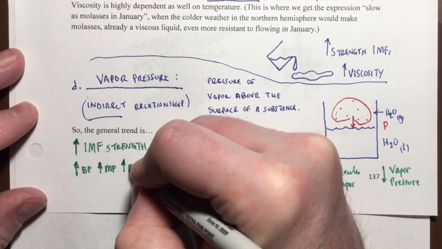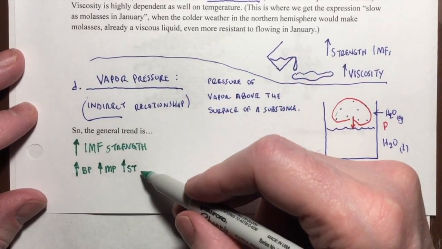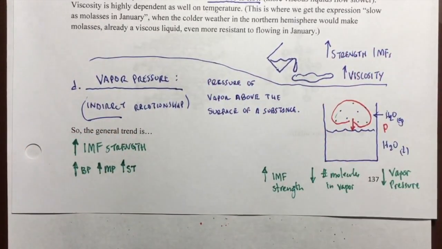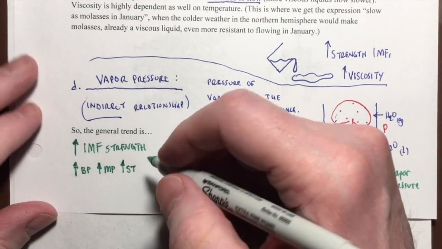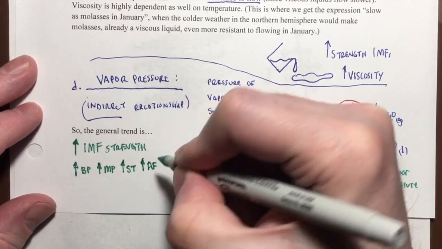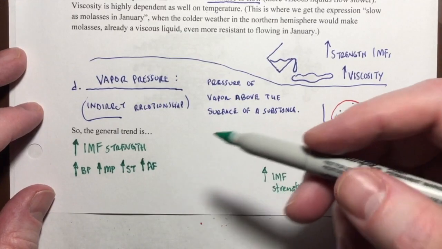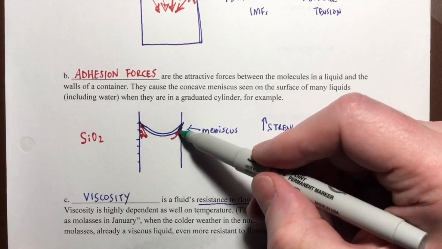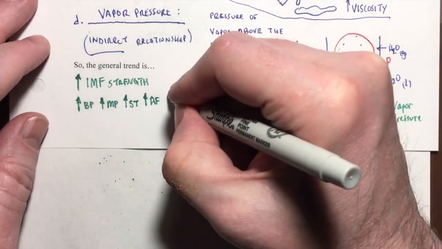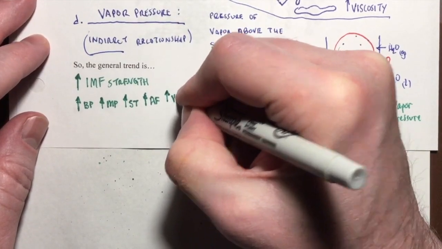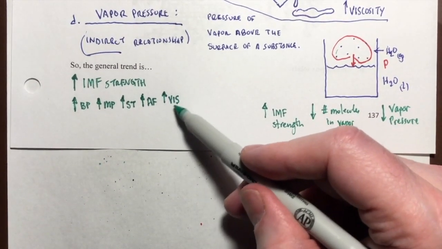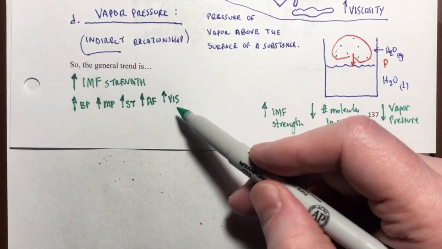The surface tension increases because it takes more energy to separate the molecules from the surface of a liquid. The adhesion forces increase because there's more attractive force pulling up the liquid toward the side of the container. The viscosity increases because the molecules now resist flowing past each other more because they're held tighter together.